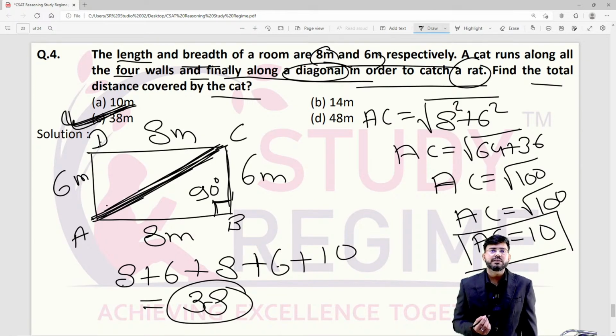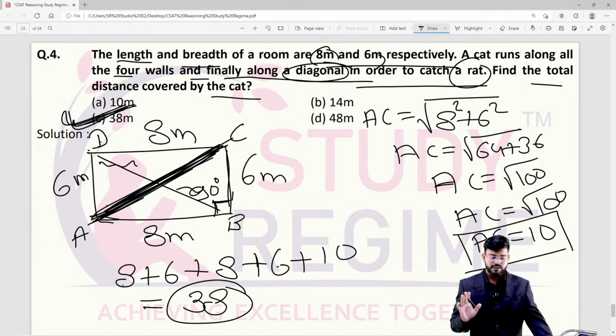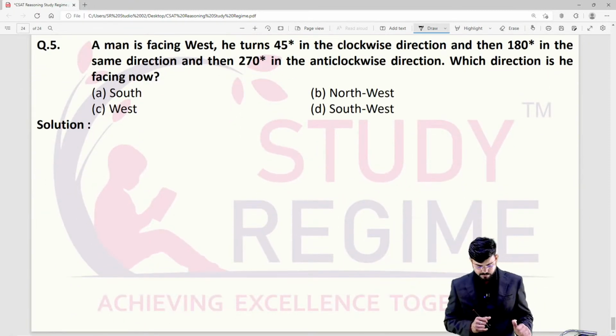If you don't know what is a diagonal, how you will solve this question? There are 2 diagonals, but since we have started from here, that is why I have made this diagonal like this. There is one more diagonal, but we are not considering this diagonal. Clear? The answer will be 38. Okay. Let's move on with the next question.